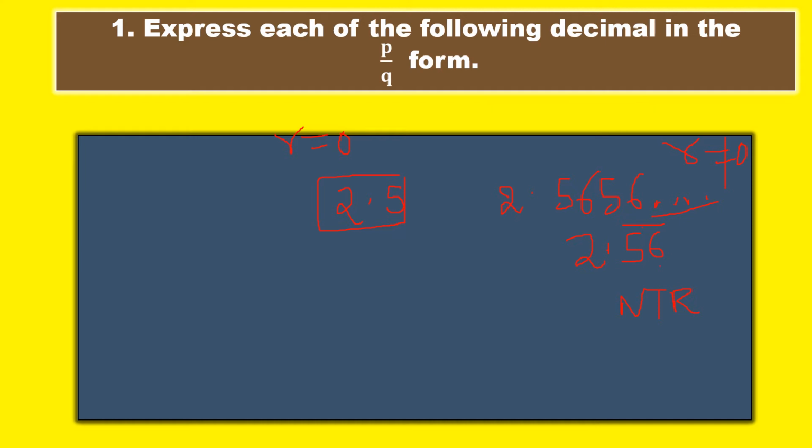Okay, so here we will go through the first problem, which is 0.57. When I'm reading 0.57, I'm stopping at 7. When I'm stopping, it is a terminating decimal. A terminating decimal is a rational number, so we can convert it into the P by Q form.